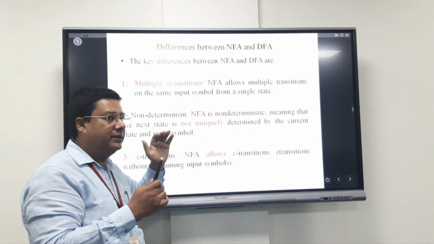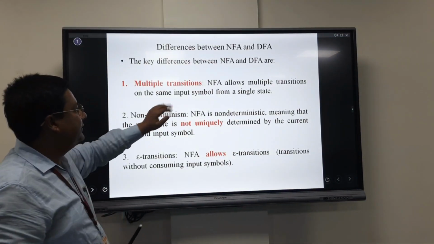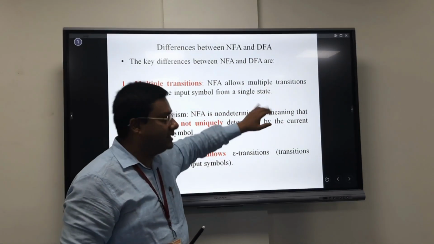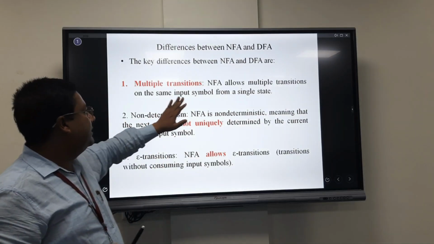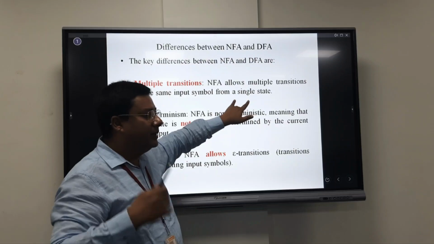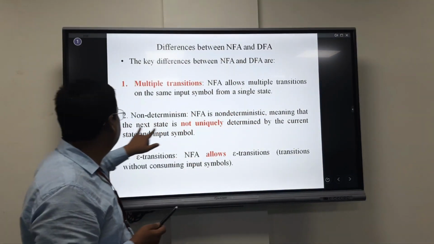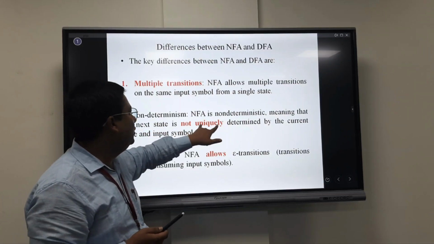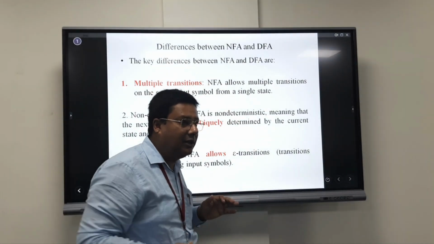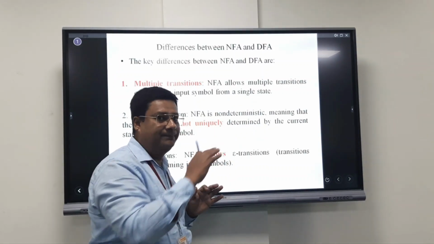What is the difference between the DFA and NFA? The key difference is the multiple transitions. An NFA allows multiple transitions on the same input symbol from a single state. Non-deterministic means that the next state is not uniquely determined by the current state and input symbol. Because multiple transitions are allowed, we cannot predict where the next state will be.